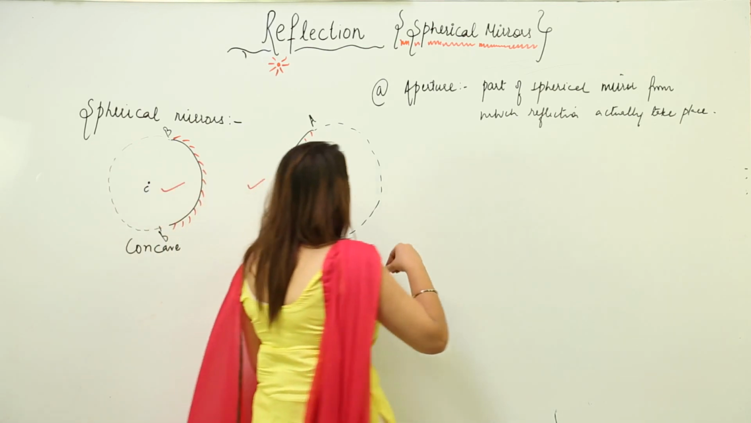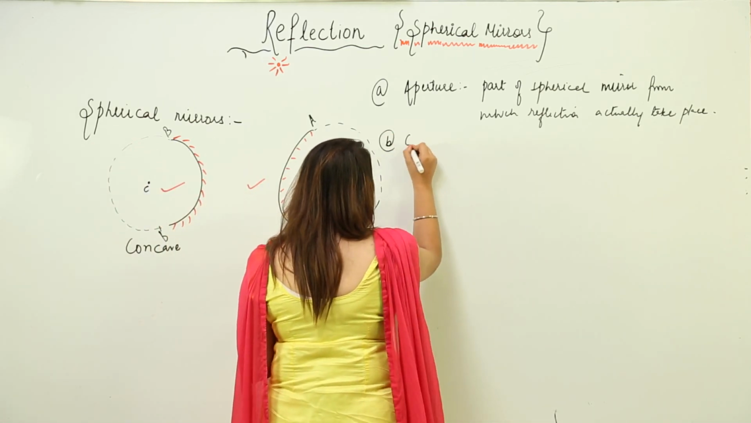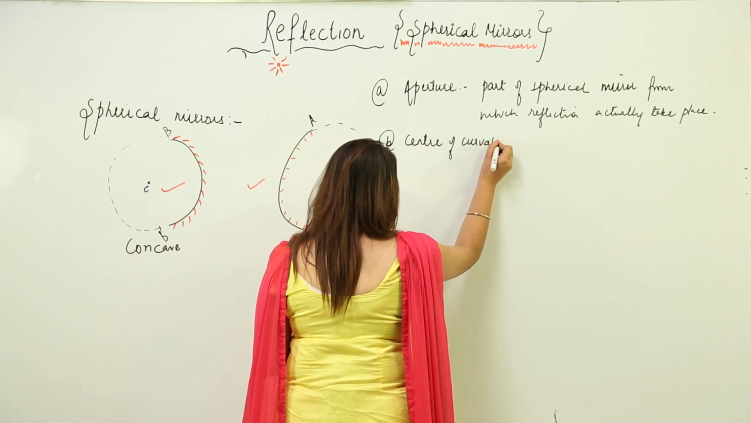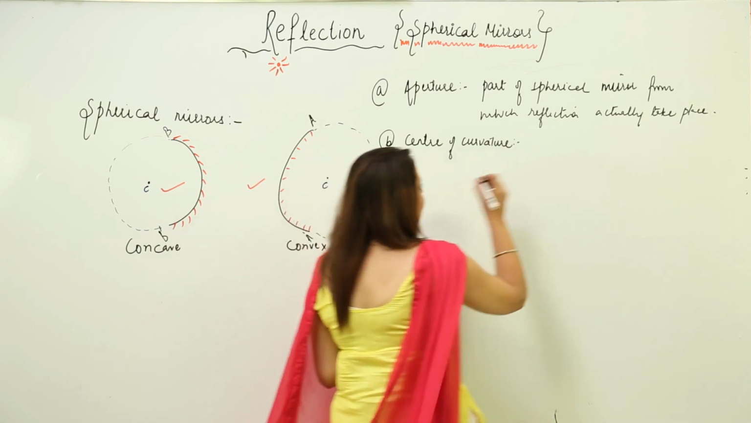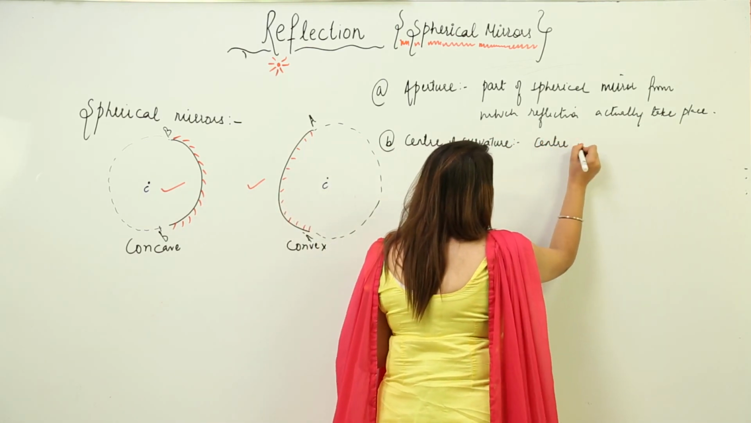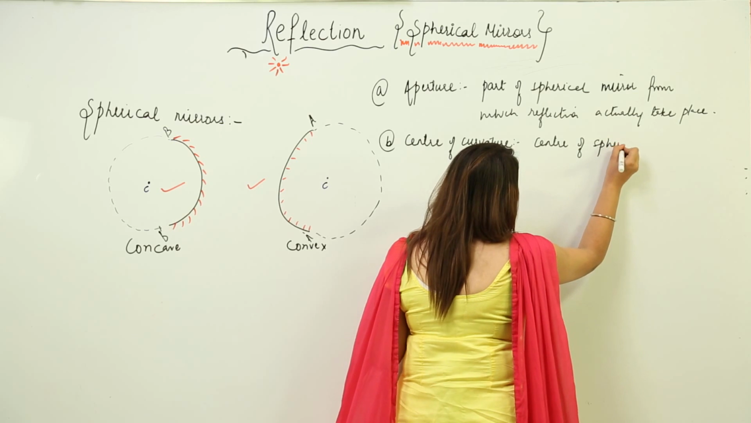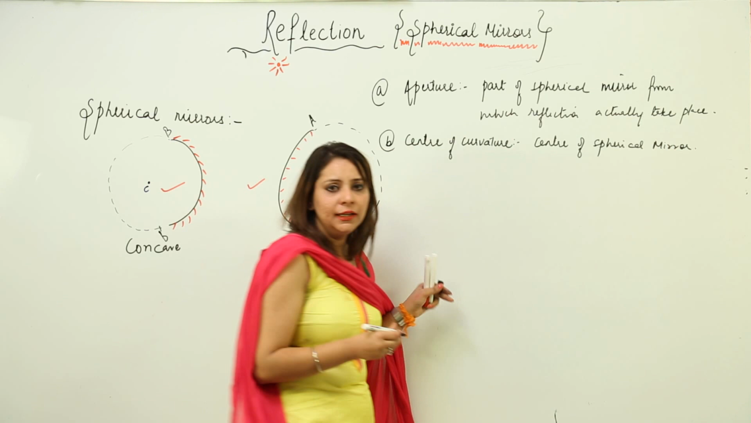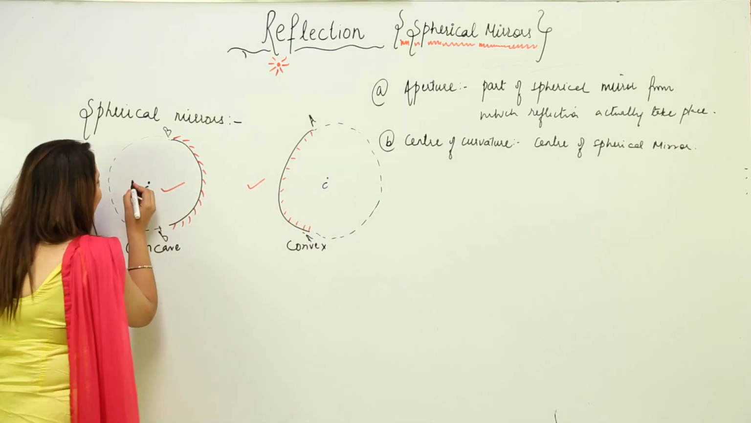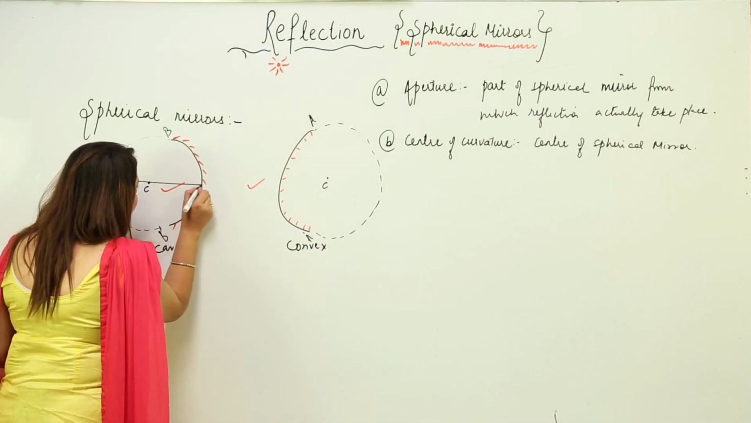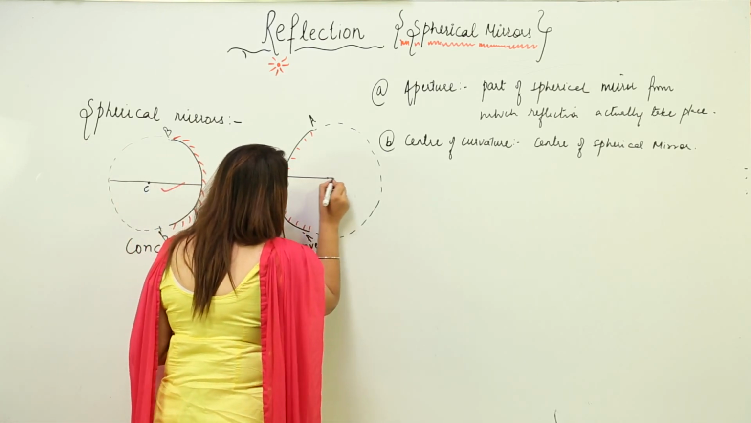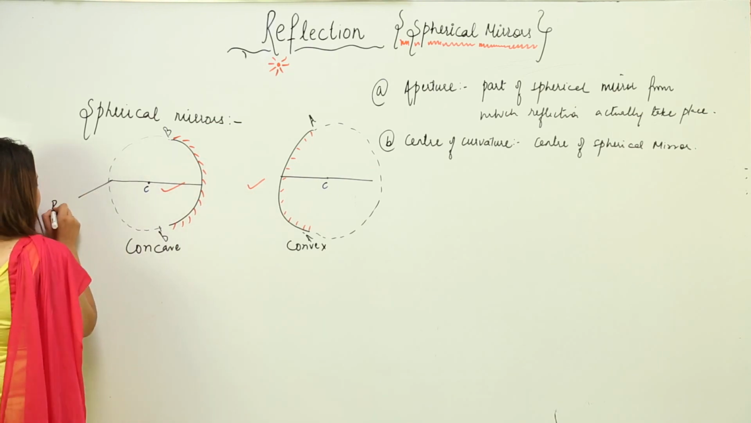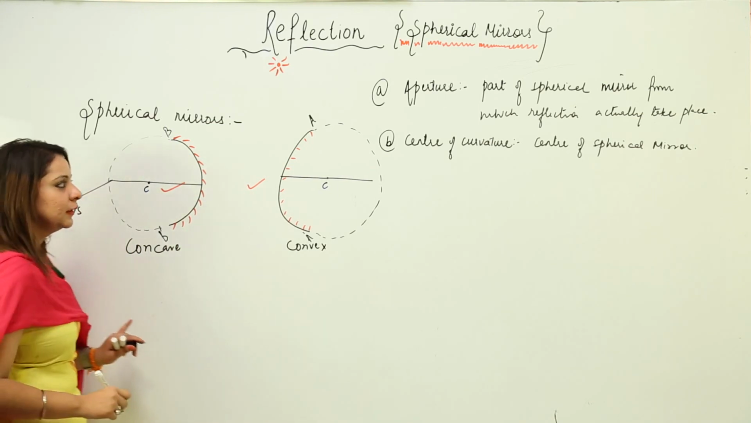Now we have another term. What's that? It is the center of curvature. So what is the center of curvature? It is the center of the spherical mirror. Now, if I draw a line passing straight through the C, this line is called the principal axis.